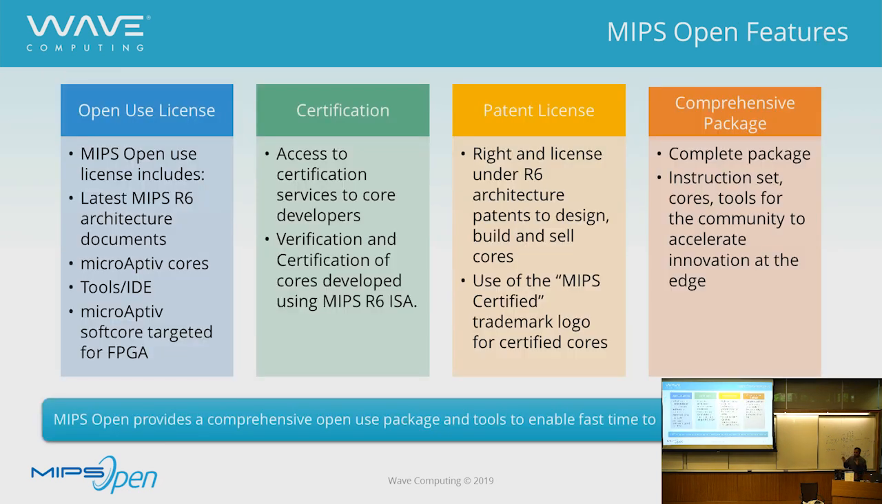So at a high level, the features: MIPS Open is an open use license, and it includes all the components. The latest R6 architecture, the microAptiv cores, the tools, and the FPGA system. We provide the certification services, and that includes the verification, certification, and compliance of the MIPS architecture. And then we also make available the rights and license under the R6 architecture, the patents, and the MIPS certified trademark logo. And as I said, it is a complete, comprehensive package.